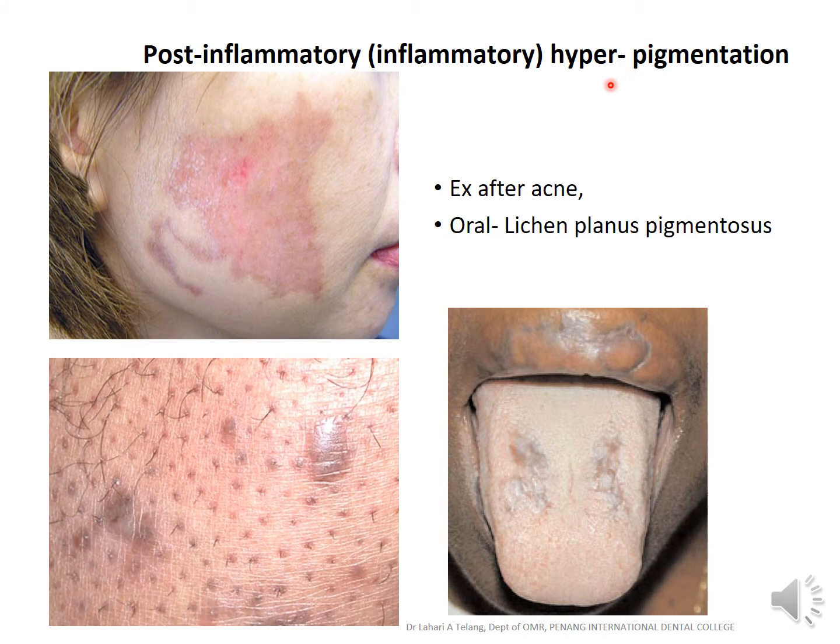The next term is post-inflammatory or inflammatory hyperpigmentation. This can happen as a result of pigmentation after an inflammatory episode. For example, the pigmentation that is seen after acne has healed, or especially in the case of oral lichen planus pigmentosis. The lichen planus heals with pigmentation, and this is called lichen planus pigmentosis, but that's again a process of healing, and because it's an inflammatory disease, when it heals, it leaves behind pigmented areas.